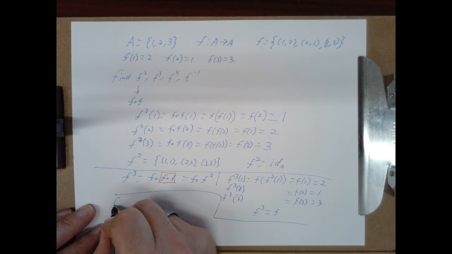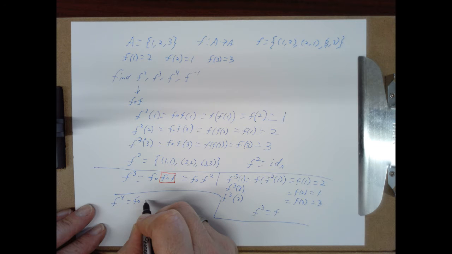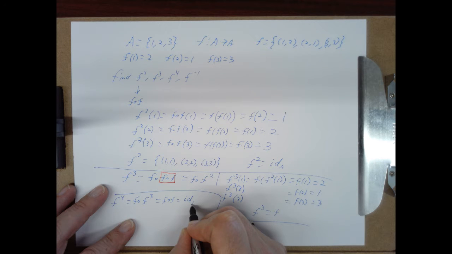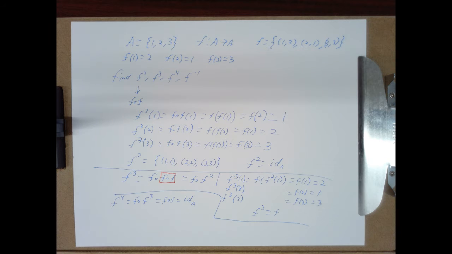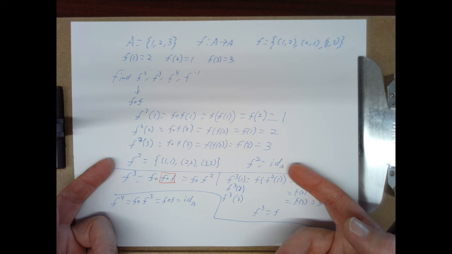And then f to the fourth, this is f composed with f cubed. And since f cubed is doing the same mapping as f, this is the same thing as f composed with f, which we already decided was the identity. And if you don't want to do those tricks, you can just work through this for f squared, f cubed, f to the fourth. It's just a little more repetition, but it'll get you the same thing.